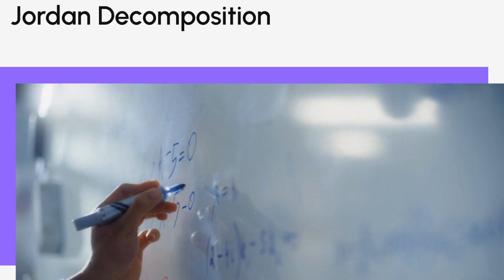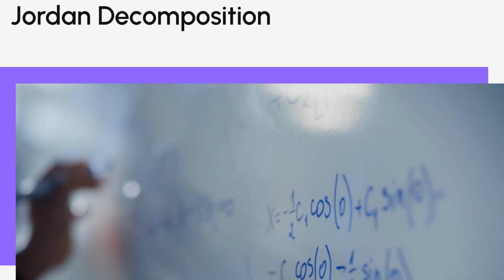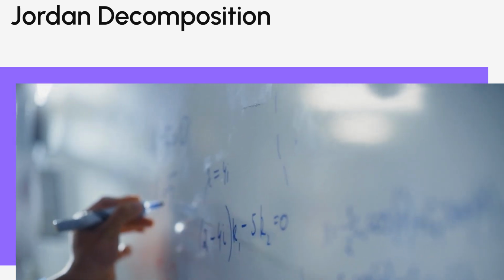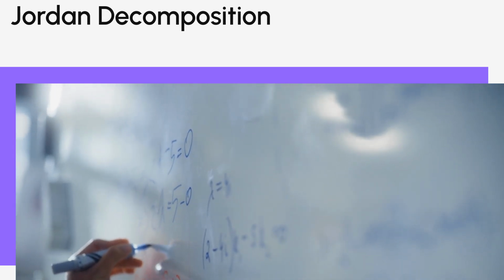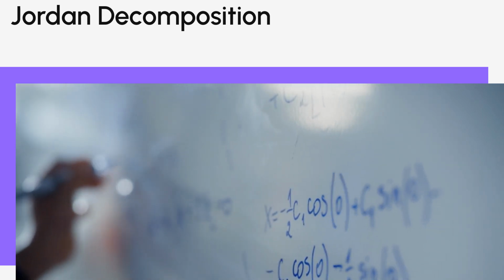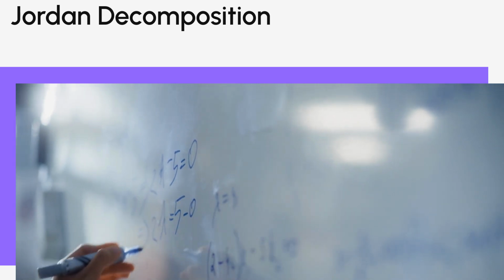Schur decomposition uses unitary and upper triangular matrices. It expresses any square matrix as a product involving a unitary matrix and an upper triangular matrix, where the eigenvalues appear on the diagonal. This form is numerically stable and useful in practical computations.